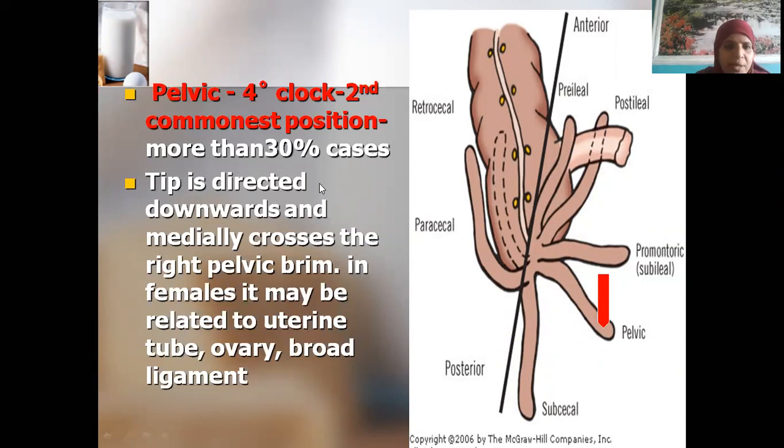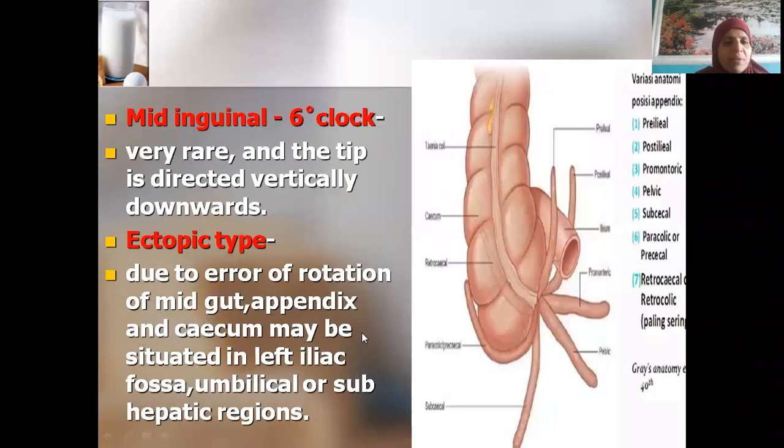Okay. So with the tip here in the pelvic position, what is the hour hand of the clock? It is corresponding with 4 o'clock. So the tip is directed downwards and medially and crosses the right pelvic brim. Brim you will understand once I take the bony pelvis, which I haven't taken yet. The inside part of the pelvis is actually called the pelvic brim. In the case of females, if the appendix is pointing in this direction, it may be related to the uterine tube, ovary and broad ligament. In those areas we will have.